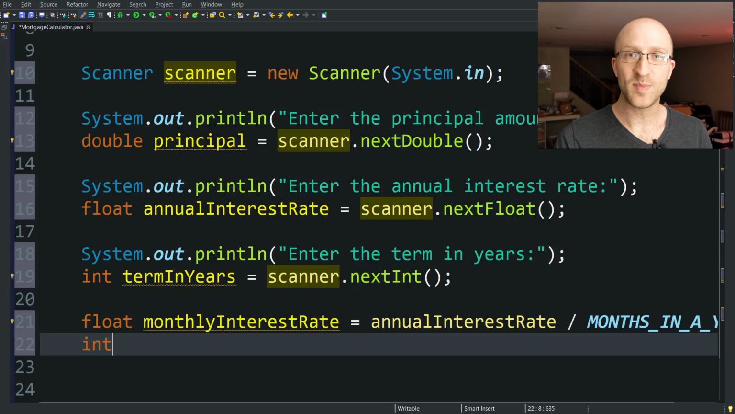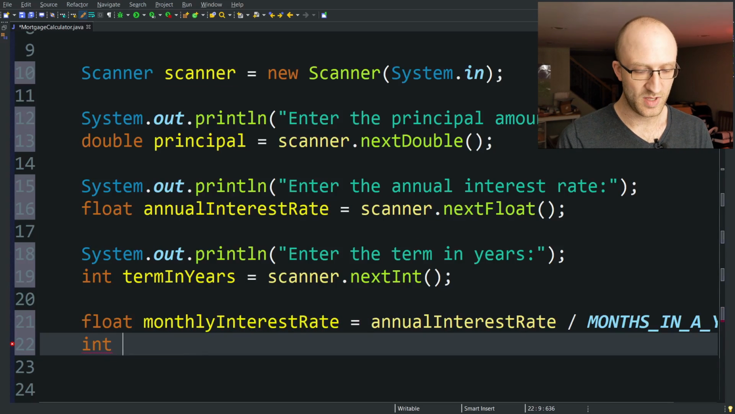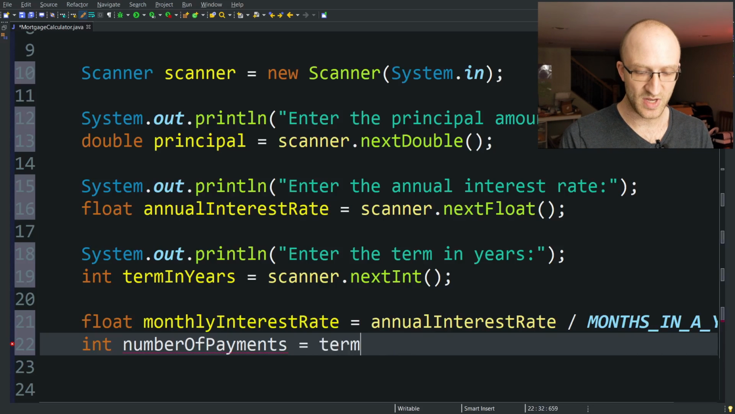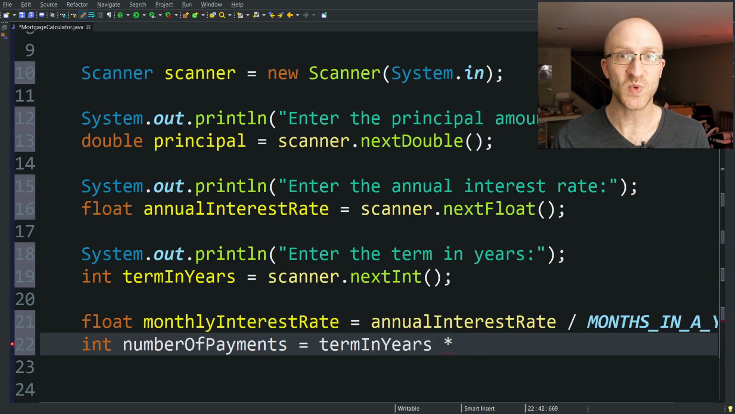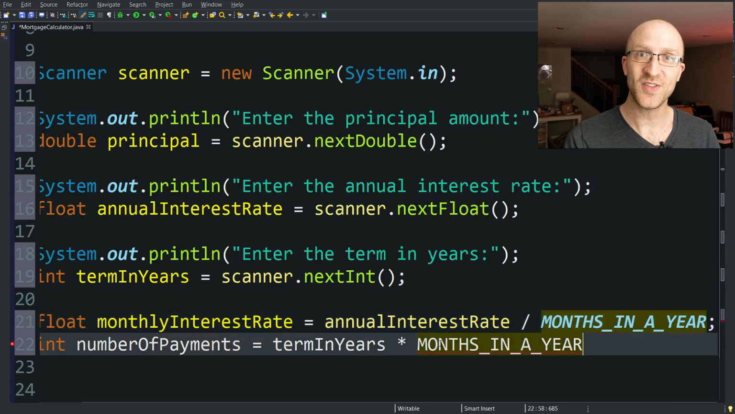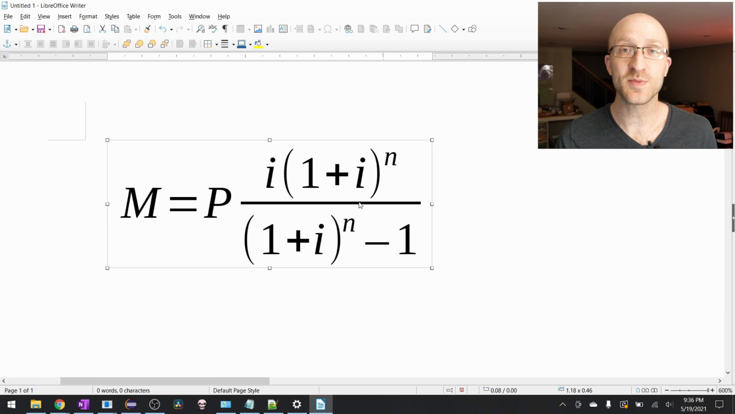So as you might guess, we can easily use that to get the total number of monthly payments. We can use int for that because of course it'll just be a whole number also. Int number of payments. To get the total number of monthly payments, we just need to take the term in years and multiply it by 12. So we can set that equal to term in years times, and again, we could just say 12, but remember, we've got a sweet constant we can use for months in a year. So let's go ahead and do that. All right, so now we've got all the terms of this formula that we need. Let's go ahead and write the code to implement that formula.